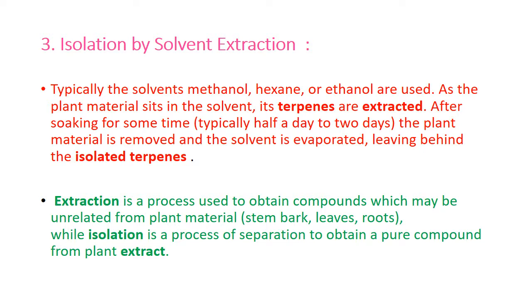For this extraction process, typically a solvent like alcohol is used, for example methanol, ethanol, and hydrocarbons like hexane. As the plant material sits in the solvent, the terpenoids are extracted. After soaking for some time, typically half a day or 2 days, based upon the type of terpenoid, the plant material is removed and then the solvent is evaporated, leaving behind the isolated terpenoids.